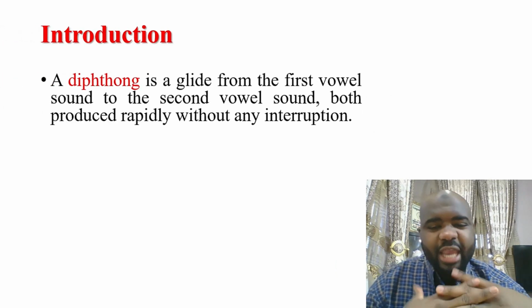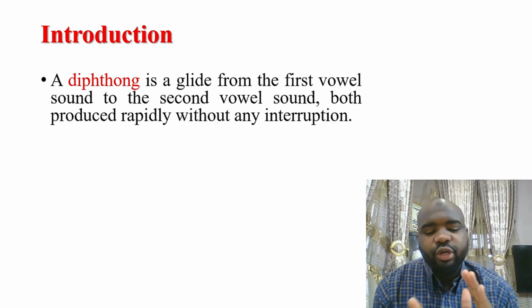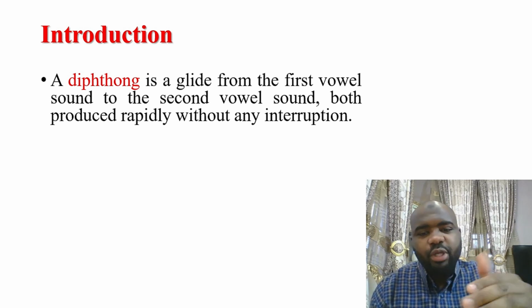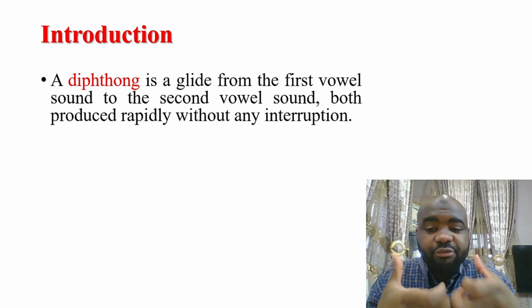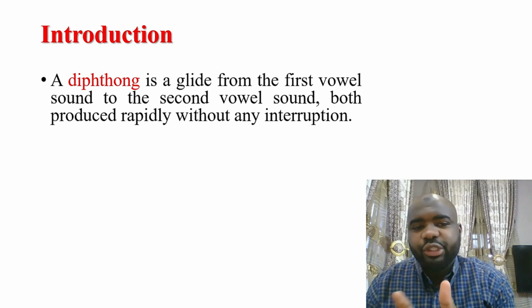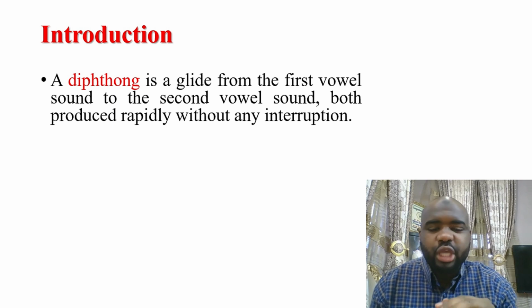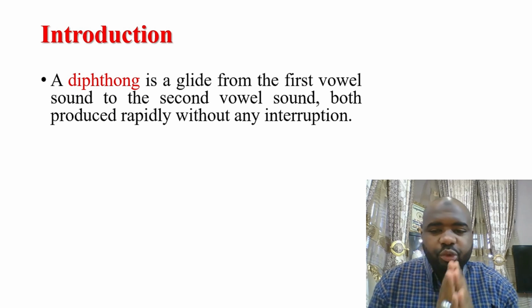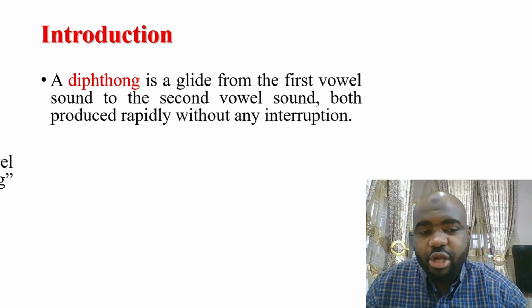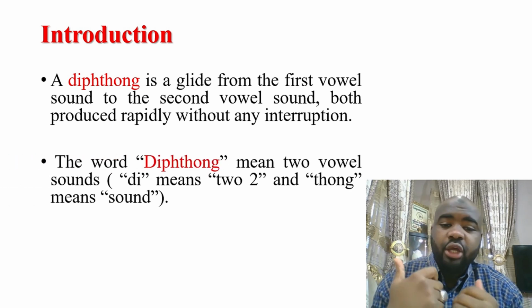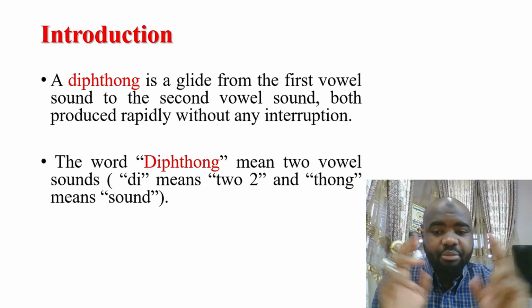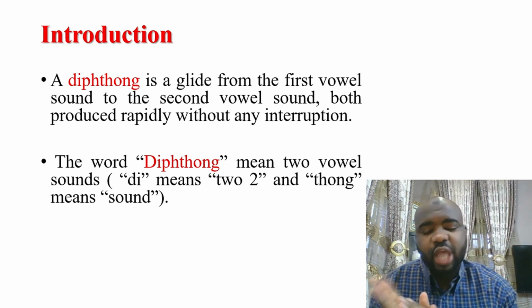So now, how do we produce a diphthong sound? A diphthong is produced by a glide from the first vowel sound to the second vowel sound, both produced rapidly without interruption. The word diphthong means two vowels: di means two, and thong means sound.